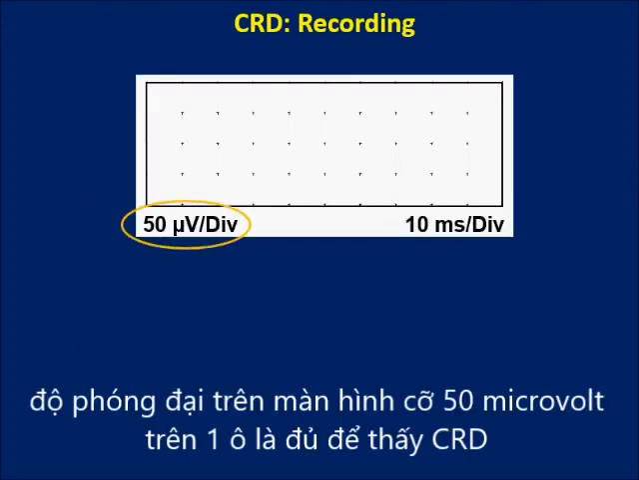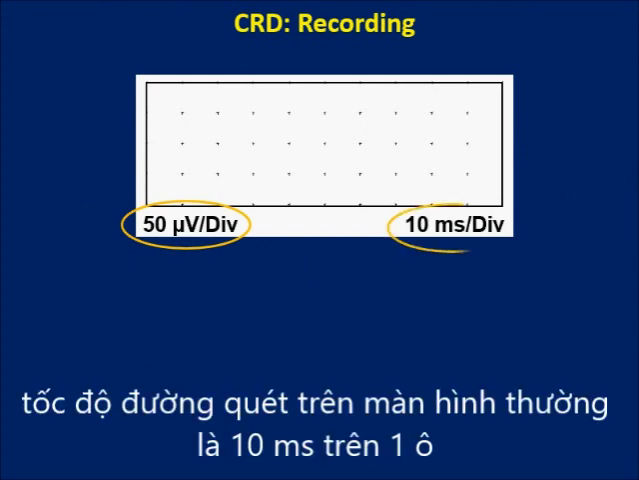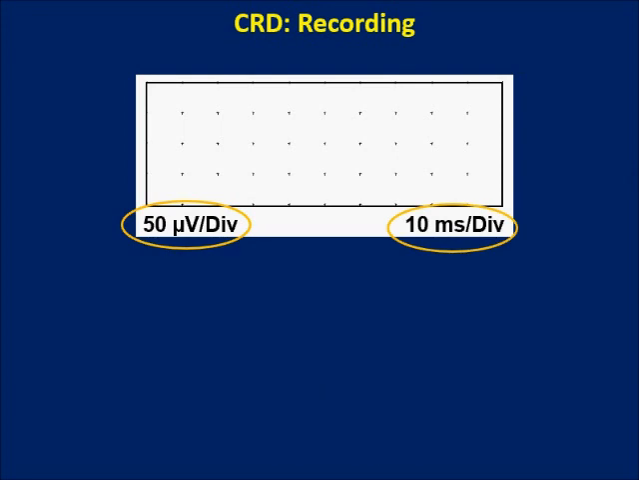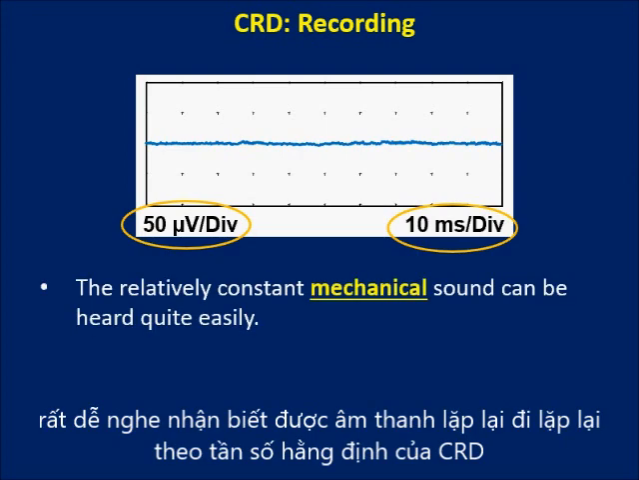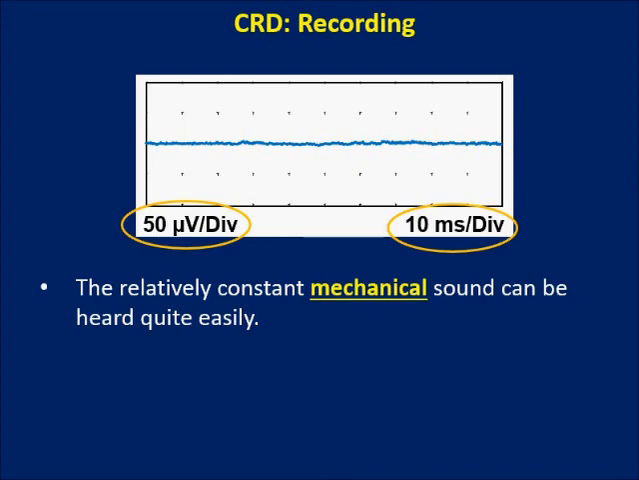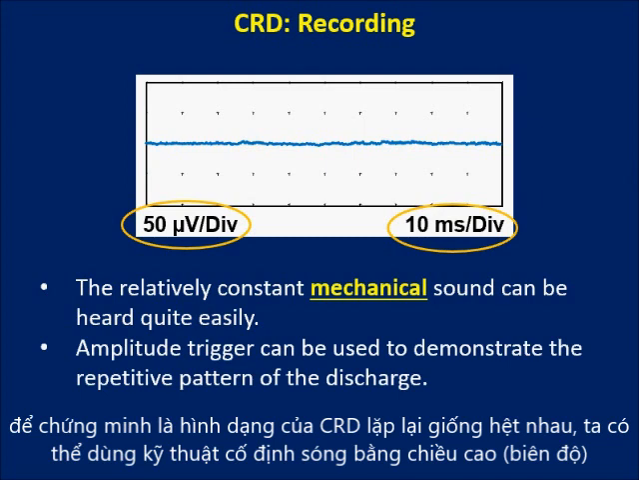A gain setting of 50 to 200 microvolts per division is adequate to see the discharge. The sweep speed is usually 10 milliseconds per division. The signals are displayed in a free-running EMG mode. The relatively constant mechanical sound of the CRD can be heard quite easily. Amplitude trigger can be useful to demonstrate the repetitive pattern of the discharge.